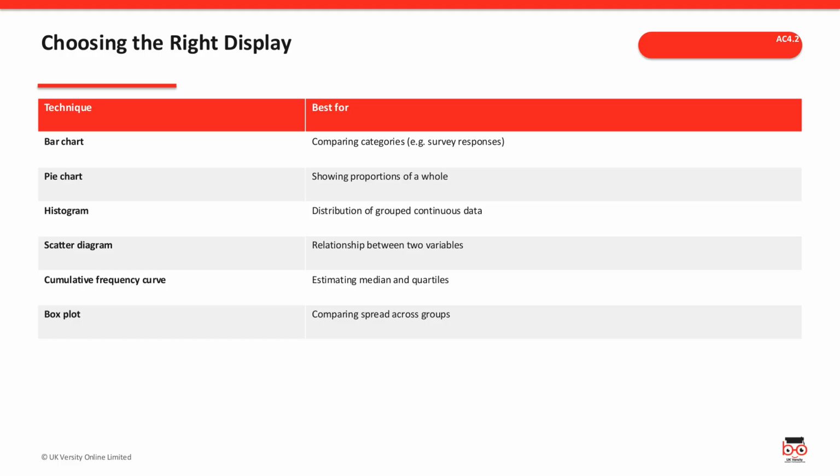Choosing the right chart makes or breaks a report. A bar chart is best for comparing categories, like survey responses. A pie chart shows proportions of a whole. A histogram displays the distribution of grouped continuous data. A scatter diagram reveals the relationship between two variables. A cumulative frequency curve is for estimating the median and quartiles. And a box plot is ideal for comparing spread across groups. Match the display to the question you're answering, and the pattern jumps out.